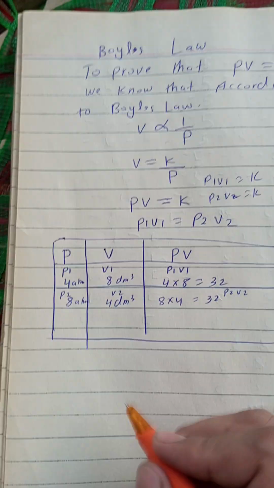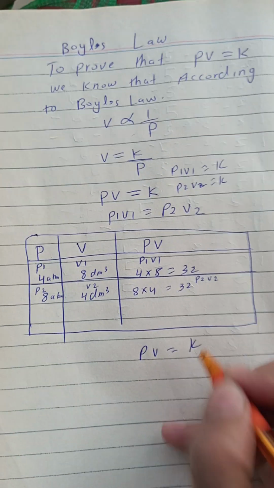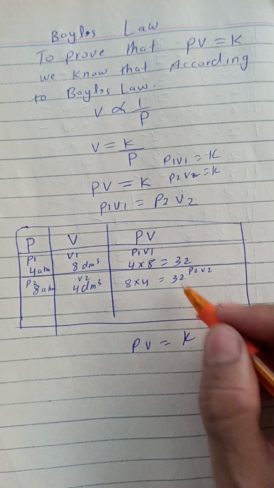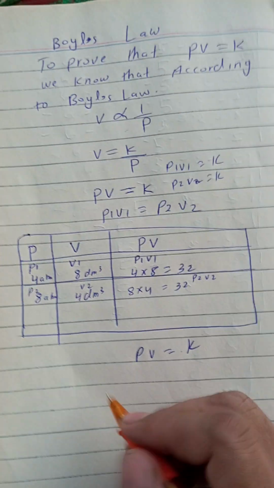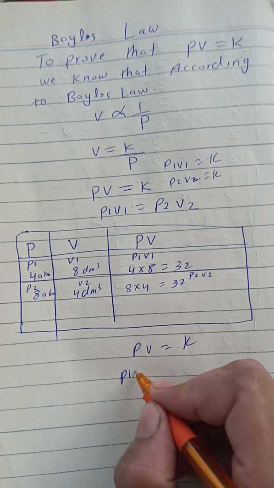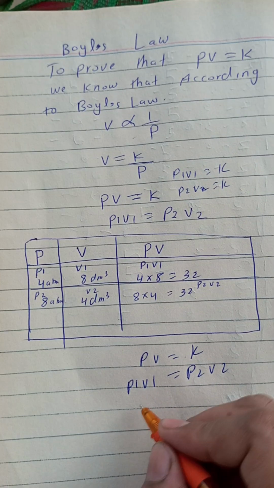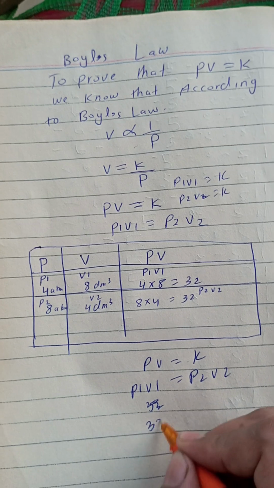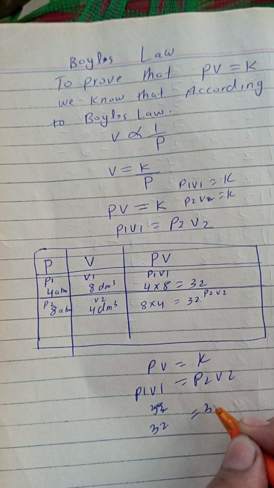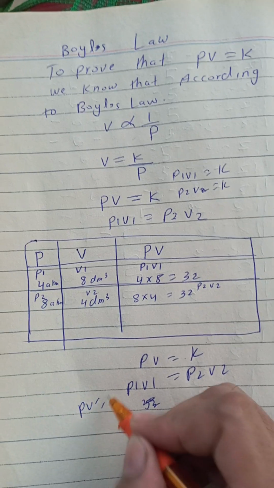So from this, one thing is clear: PV is equal to K. This means that the value of PV does not change. Here it is 32 and here it is also 32. The second thing that is proved is that P1 V1 is equal to P2 V2, because the value of P1 V1 is 32 and the value of P2 V2 is also 32. So it is clear that PV will remain constant.